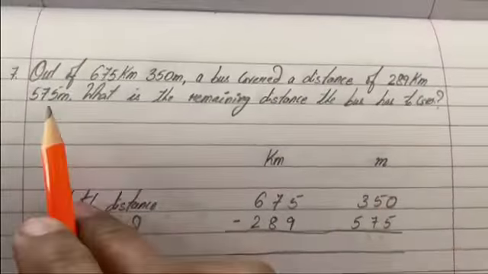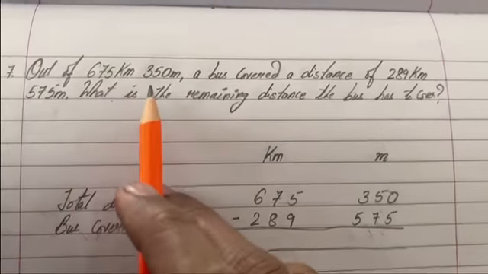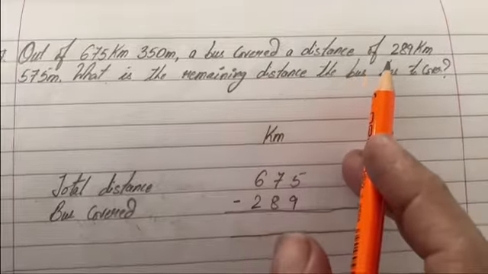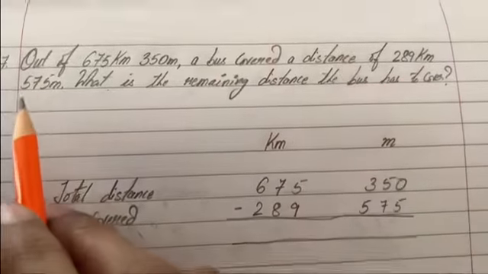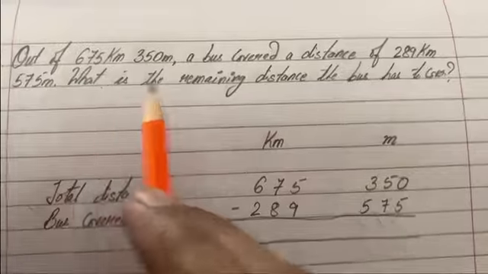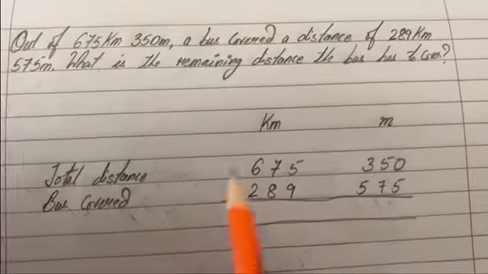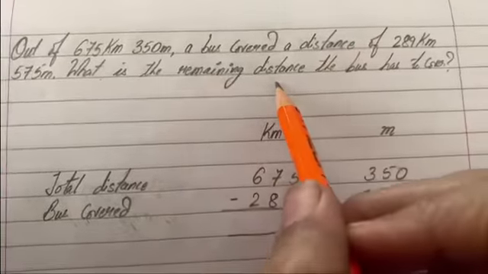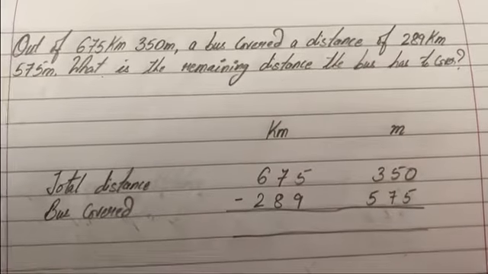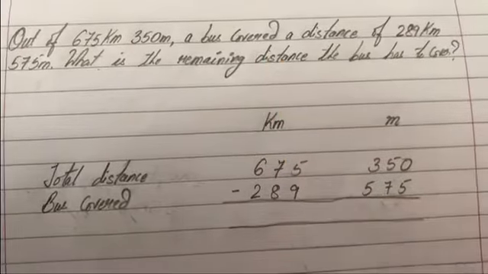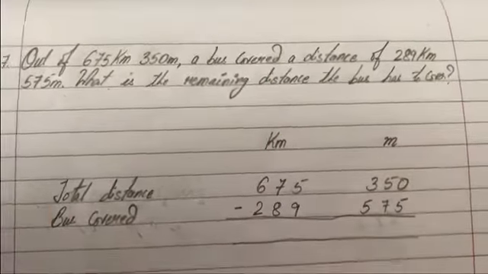Seventh question. Out of 675 kilometers 350 meters, a bus covered a distance of 289 kilometers 575 meters. What is the remaining distance the bus has to cover? So here again we need to find out the remaining distance. So once again, in subtraction, if you see the remaining distance or left, you have to always subtract.